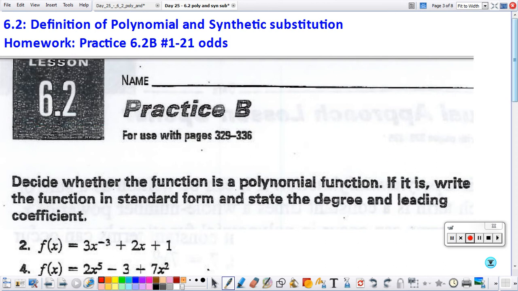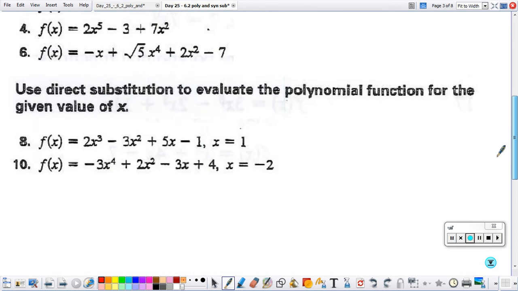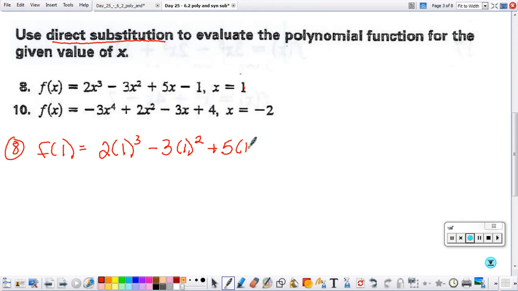Okay, so this is still in your packet. If you look at 6.2b, which is your homework, we're going to look at the even functions now, and you're going to do the odds for homework. I'm sorry, not even functions, the even problem numbers. So let's start with 8 and 10. Now, direct substitution is when you take this value and you plug it in to x. This is what you've always done to find the value at an x value. It's called evaluate.